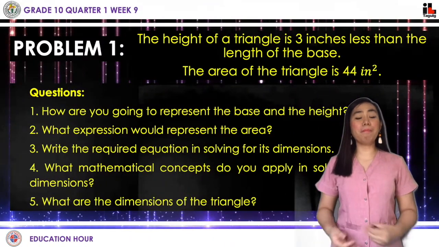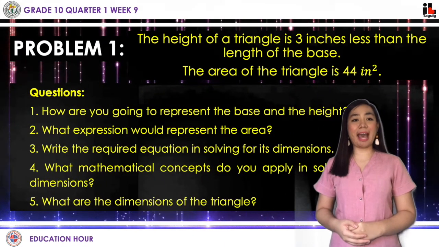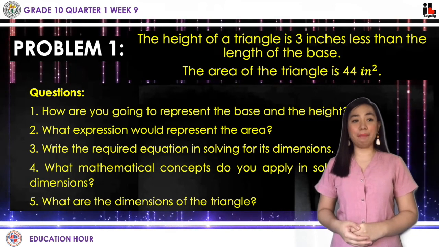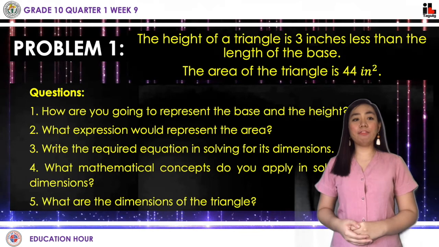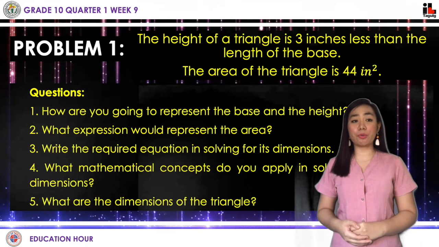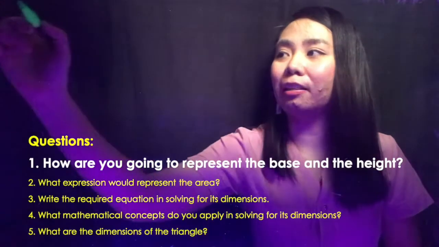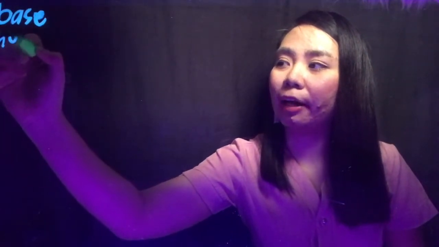For problem number 1, it tells you that the height of a triangle is 3 inches less than the length of the base. The area of the triangle is 44 square inches. Let us answer the following questions. How are you going to represent the height and the base of the triangle? First, let's write them down. So you have there your base and your height.